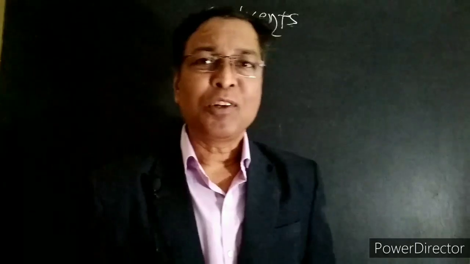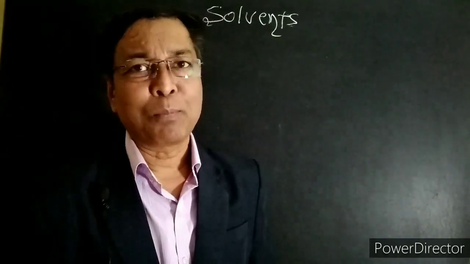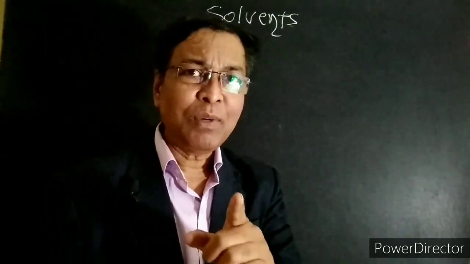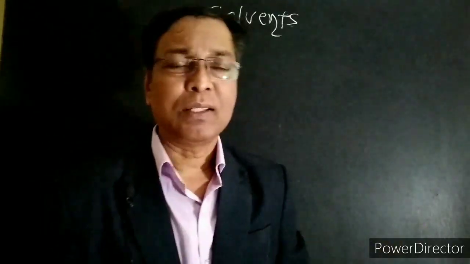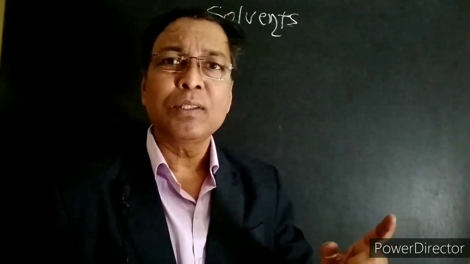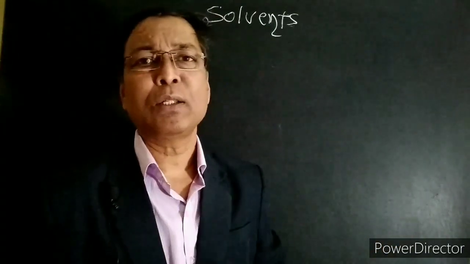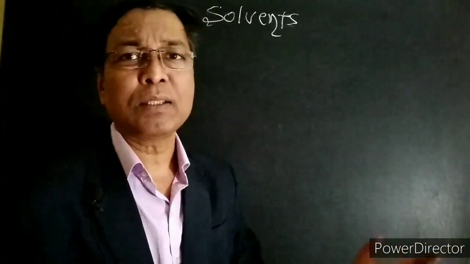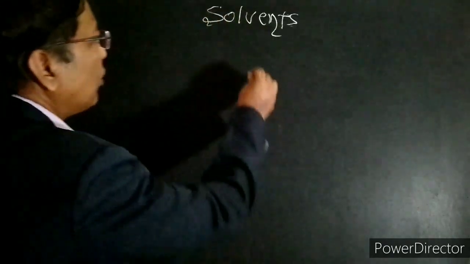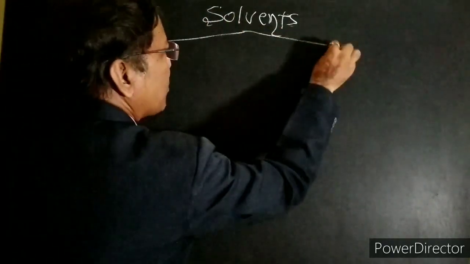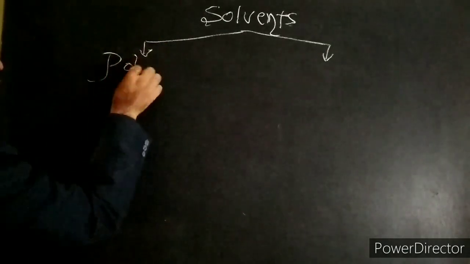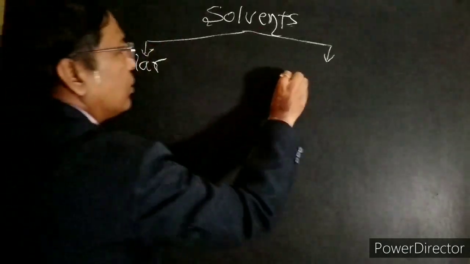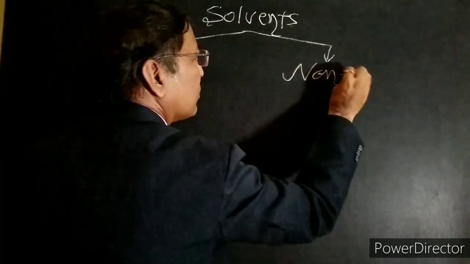Formation of carbocation is favored by polar protic solvents. As a result, SN1 reaction is favored by polar protic solvents. What are solvents? What are polar protic solvents? And what are polar aprotic solvents? Let us see. Solvents are classified into two types: polar solvents and non-polar solvents.